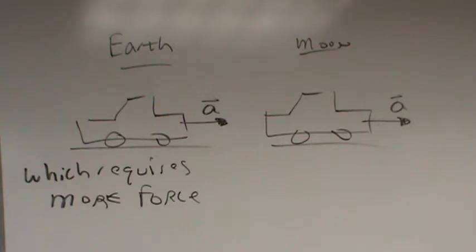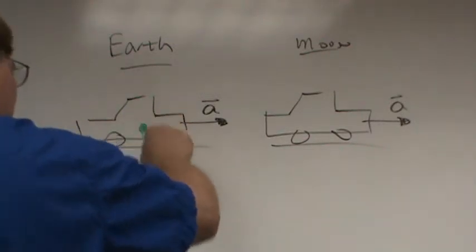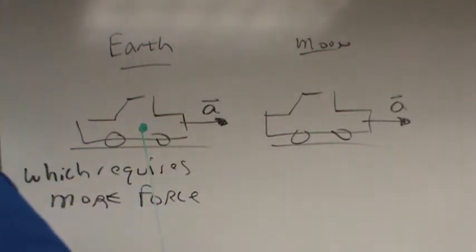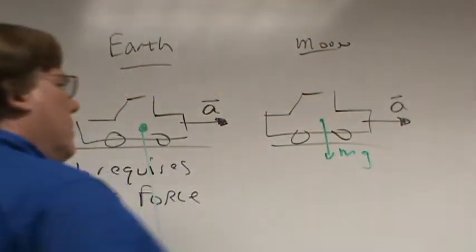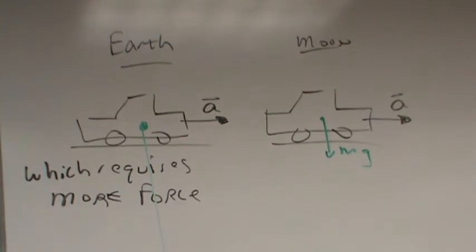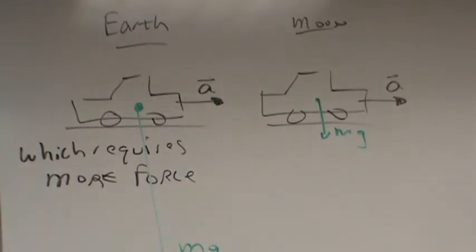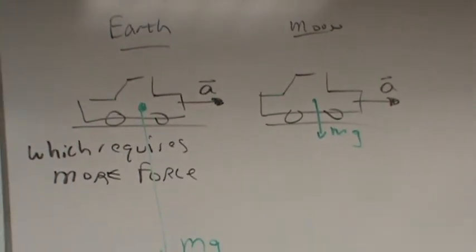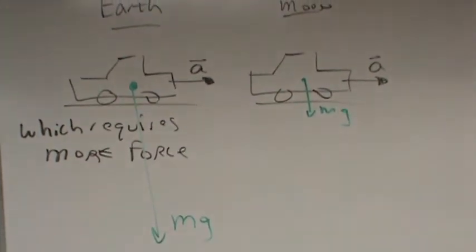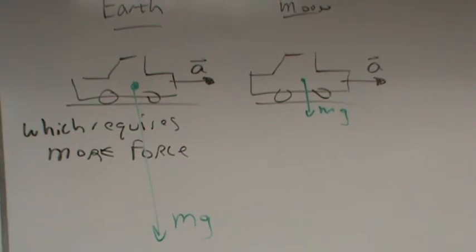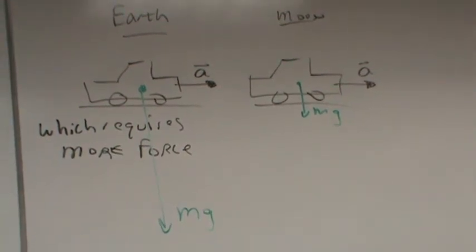Good. Here, let me draw you a drawing. Here's the weight of this car on the Earth. Here's the weight of this car on the moon. Why are you guys telling me that it takes the same force to accelerate them? Look, Earth's gravity is way more than the moon. Someone tell me, what do you notice about those gravities?